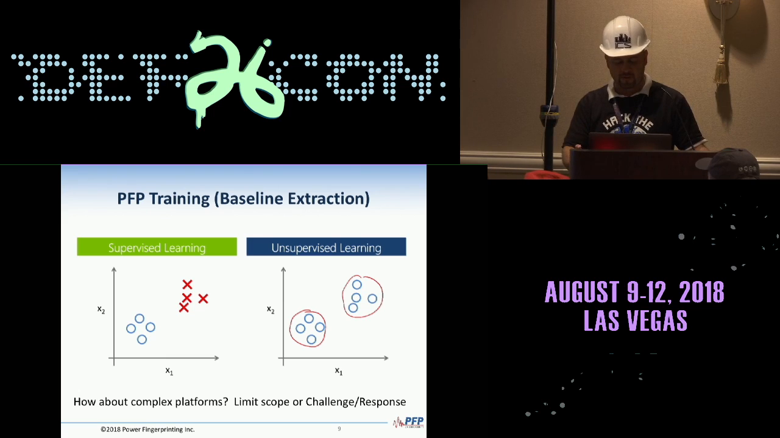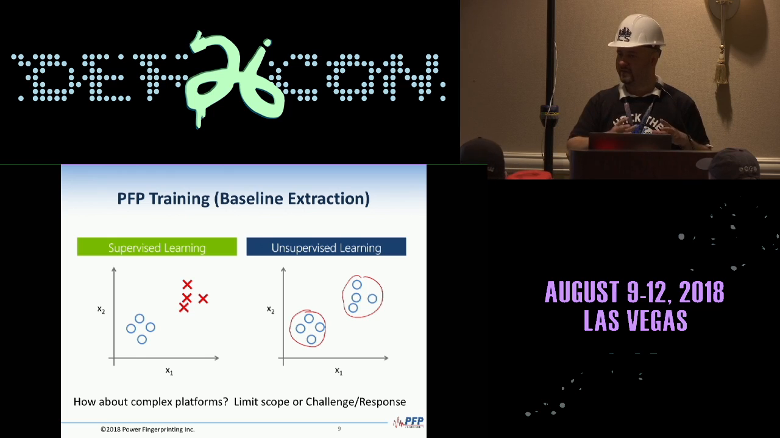And people often ask us, well, how about complex platforms? You have a really, really complex device. Some PLCs are actually fairly complex. And what we tell them is we limit the scope of those. We either force them to execute a specific task, and we make sure that task hasn't been compromised, or we go low level, and make sure that the firmware and the initial execution, the BIOS, hasn't been tampered with.